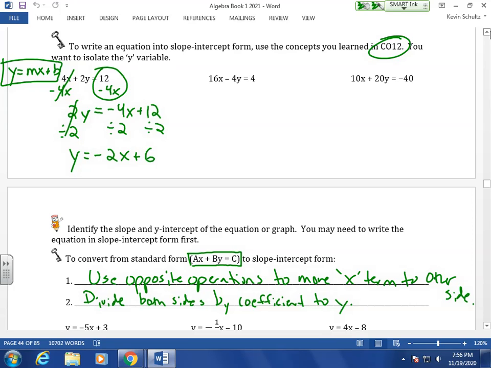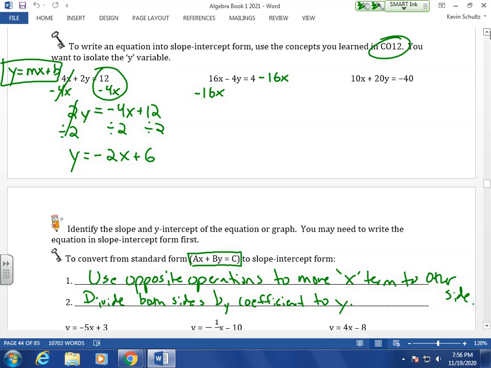Next one, 16x minus 4y equals 4. I'm going to follow the same 2 steps I used before. I've got a positive 16x, so to move that over, I'm going to once again subtract. Minus 16x. And rather than writing it below, over on that right side, if you want to write it horizontally there, just because that's how it's going to look when you're done, that's not a wrong way to do it.